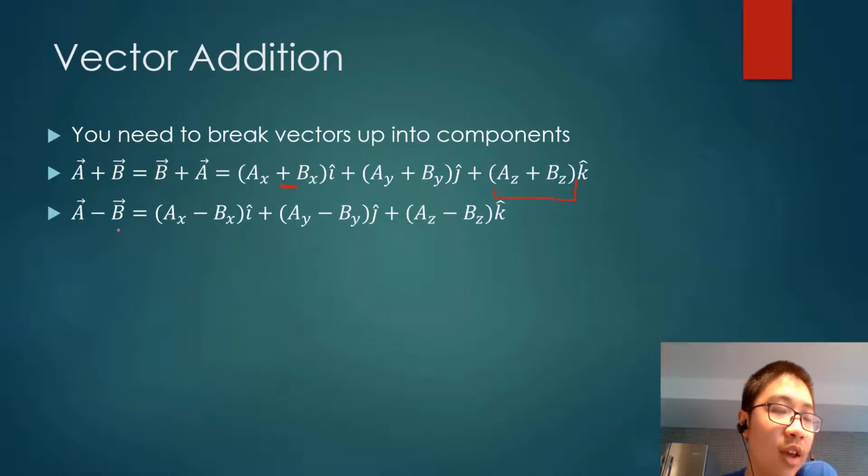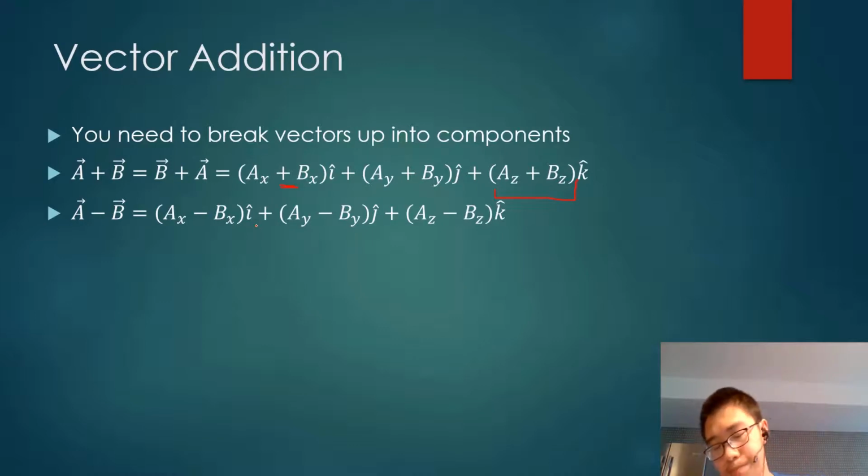Vector subtraction, A minus B, is also very easy. It's just the same as A plus negative B. So it's equal to AX minus BX times I hat plus AY minus BY times j hat and AZ minus BZ times k hat.